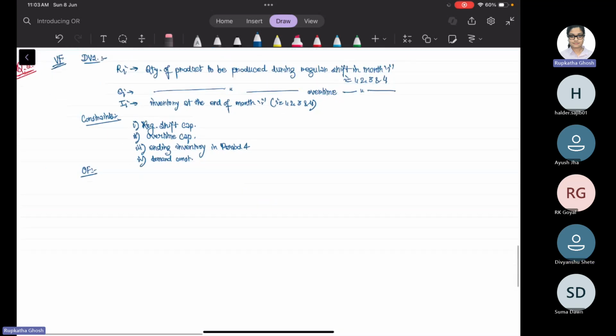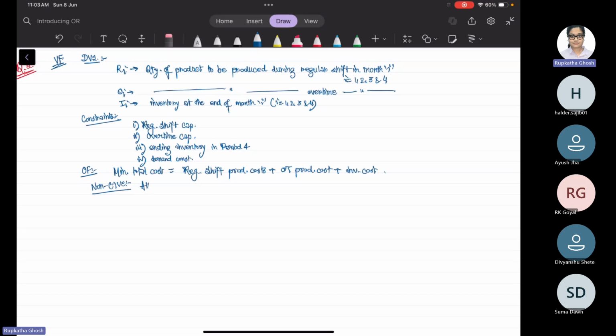Simple. Exactly. Minimizing total cost, which is nothing but your regular shift production costs plus overtime production cost plus inventory cost. That's it. And non-negativity. That is, all decision variables have to be greater than or equal to 0.